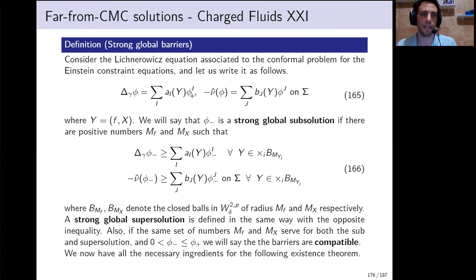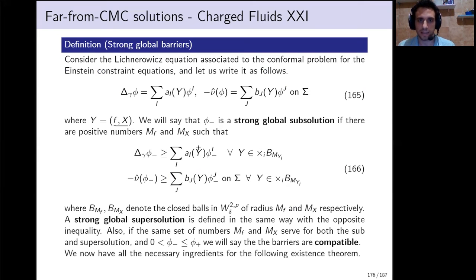So the idea is the following: consider the Lichnerowicz equation associated to our conformal problem, which is generically modeled by a boundary value problem of this form. And here y for us is given by this f and x. Then we say that phi minus is a strong global subsolution if we can find certain radii to construct balls in our functional spaces, so that phi minus is a subsolution that works for any y in these balls. So this subsolution is uniform within certain balls in our functional spaces.